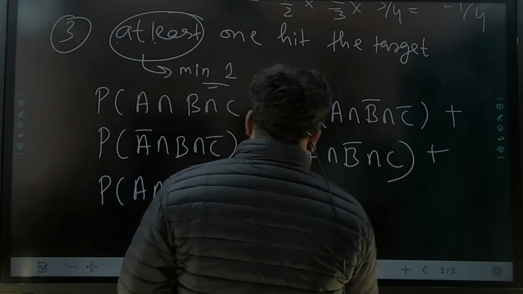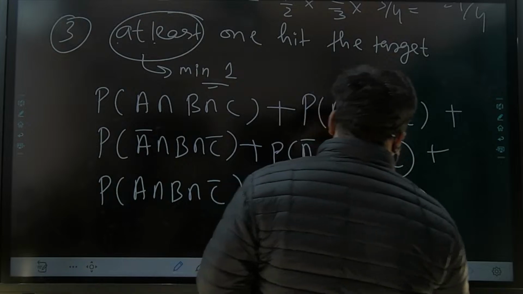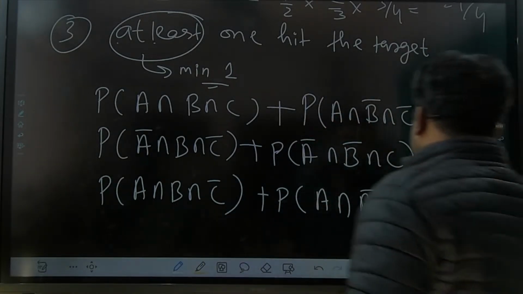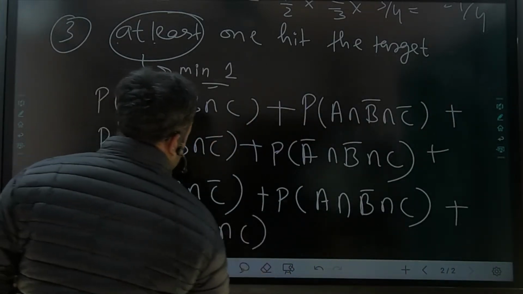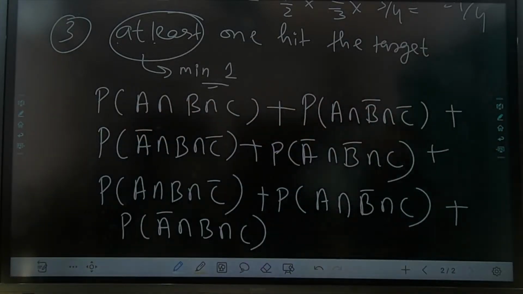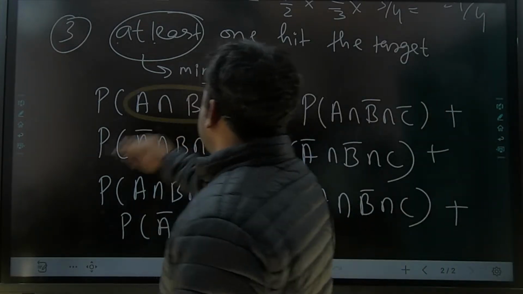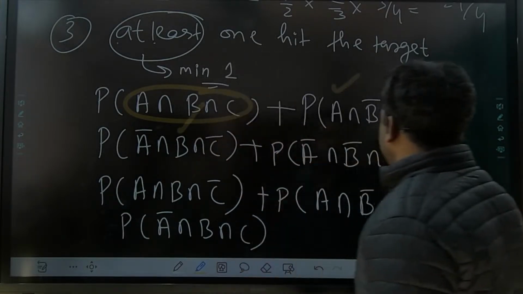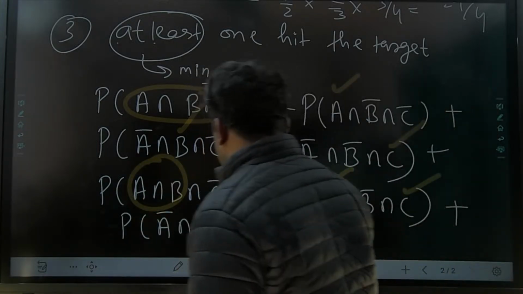Or, right, A is hitting the target, B is not hitting the target, and C is hitting the target. This can also come. A and C are hitting the target. Next, the last case can come: probability that A is not hitting the target, B is hitting the target, C is hitting the target. These cases will come. 7 cases will come for this. If you want at least minimum one, you can see minimum one can take 3, all 3 hitting the target. Here, one, A is hitting the target. Minimum one can take 2 also, for hitting the target.